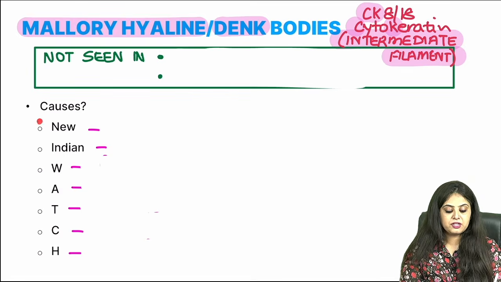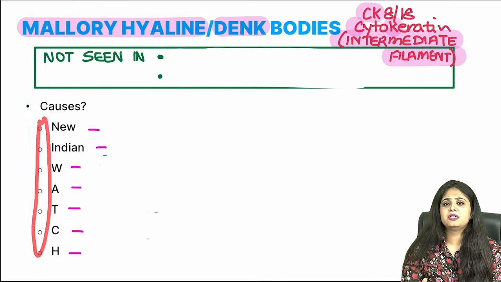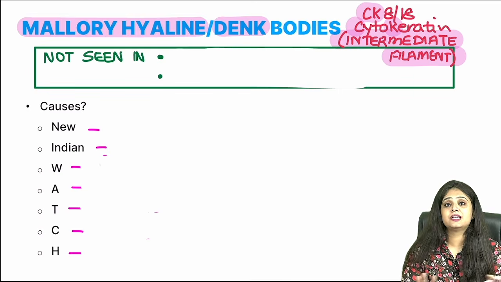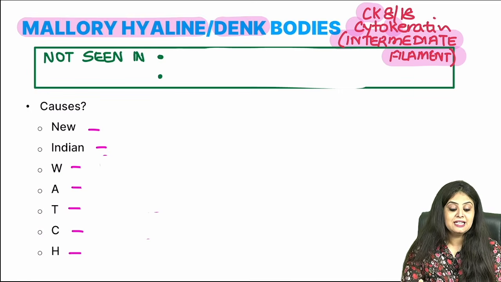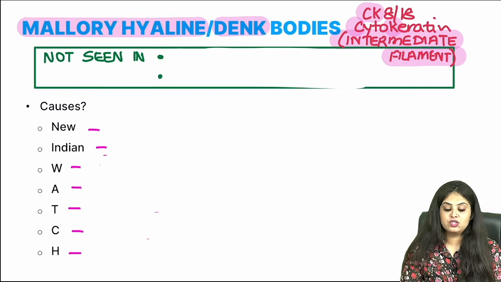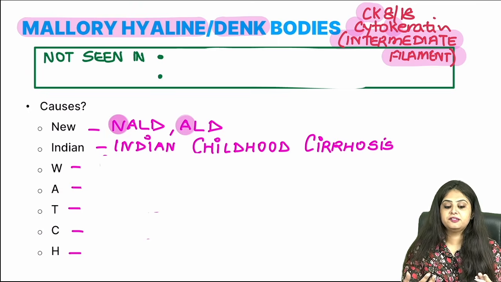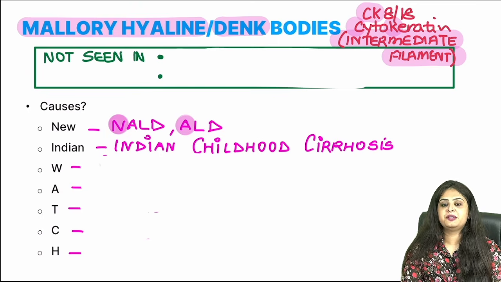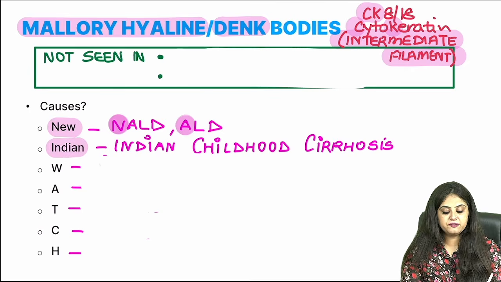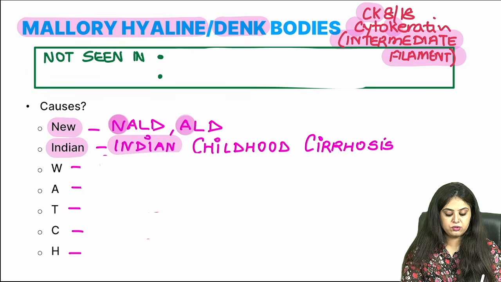It is non-specific. This is the famous mnemonic. I've not made it. I don't know who made it. It's been there for decades. Every student learns it this way. It is seen in New Indian Watch. What is New Indian Watch? N for non-alcoholic liver disease, and alcoholic liver disease, which means it's seen in a lot of diseases. It's non-specific. So New is done, non-alcoholic and alcoholic liver disease. Indian, of course, the name only has it, Indian childhood cirrhosis.